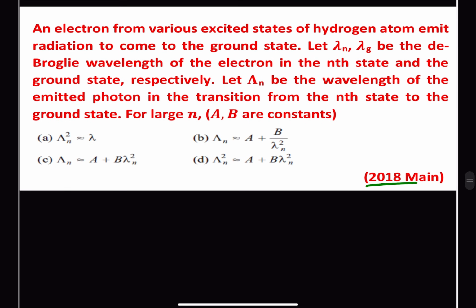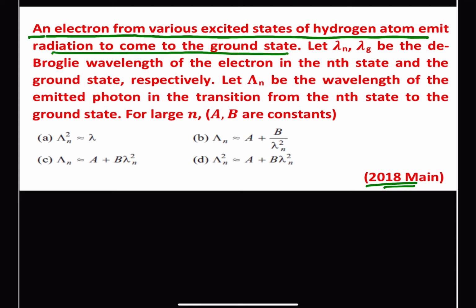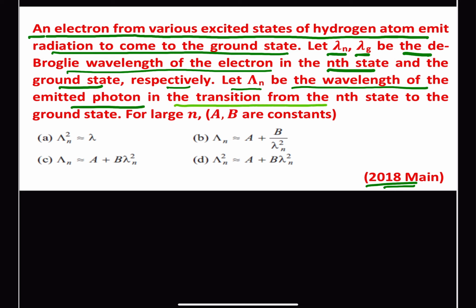Next question. It was also asked in the 2018 mains, and it states that an electron from various excited states of a hydrogen atom emits radiation to come to the ground state. Let lambda n and lambda g be the de-Broglie wavelength of the electron in the nth state and the ground state respectively. If delta n is the wavelength of the emitted photon in the transition from the nth state to the ground state, for large n, we have to find the relationship between this delta n and lambda n, where a and b are given to be constants.